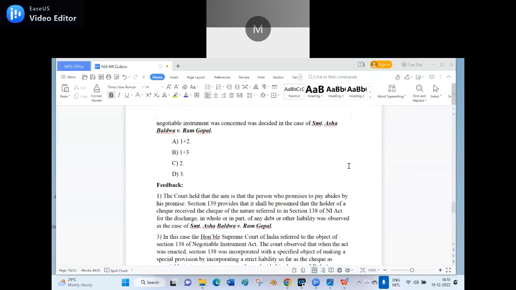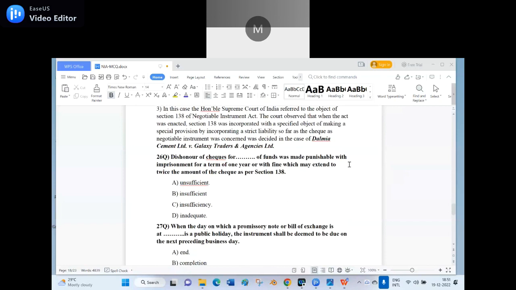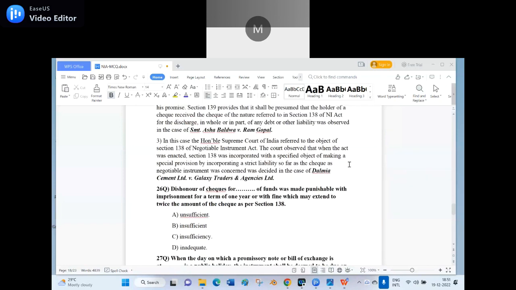See, the court, I made it now. Smt. Asha Baldev Ram Gopal, it's wrong. And Cement versus Galaxy, it's wrong. Only C is right. So, 26th question. Okay, now the cases are gone. Now we can make it out, at least shoot. Anyone can unmute and read?